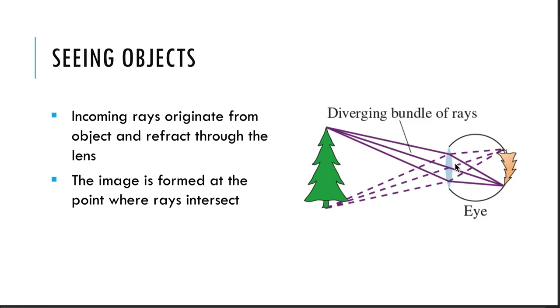So this picture here is showing you the lens of your eye and those rays that are refracting and intersecting here. And so they're forming an image on your retina. The image is upside down in this case, but your brain can process it and you see the objects upright.